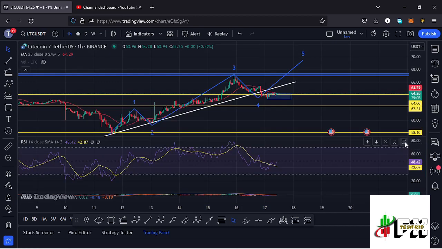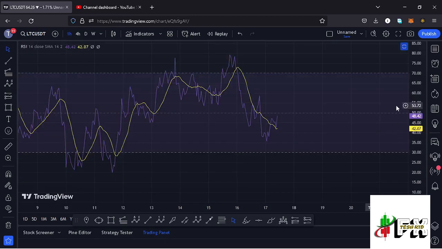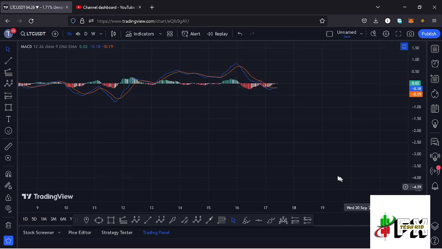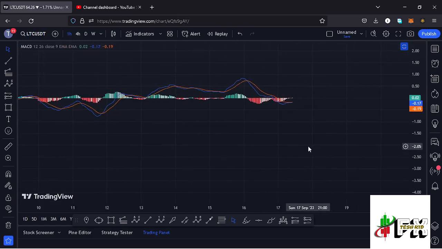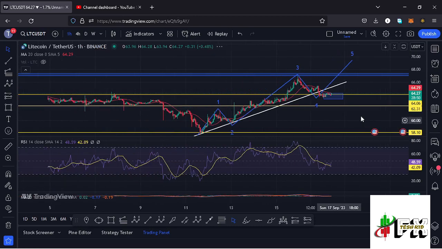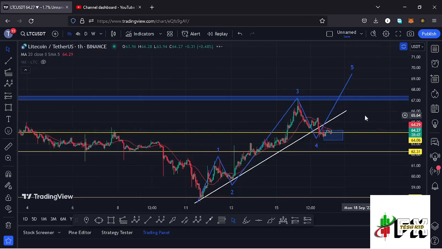Also, taking a look at the indicators, you can see that on the RSI, we are holding above the 48 mark, fully supporting higher prices. On the MACD, we have been able to print a bullish cross, fully supporting higher prices. So let's be patient and see how that plays out, and I will be keeping you up to date.